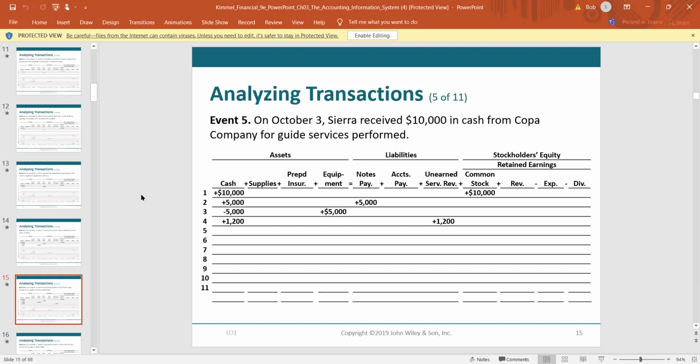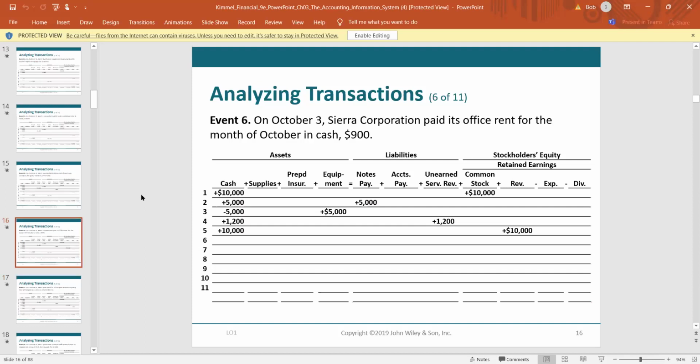Okay, Sierra looks like it might be a tourist type place. Maybe they take people around the Grand Canyon or something. So they got cash. What do you think the other half of that is going to be? Cash... revenues. There we go. We have our first income statement account. Cash went up and so did the revenues. So at this point, this company has a profit of $10,000.